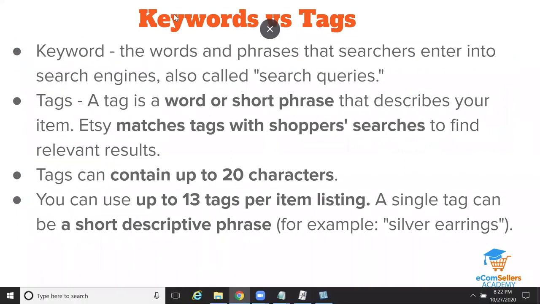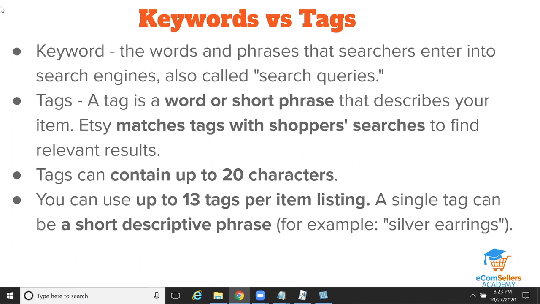So keywords versus tags. Some people might get these confused. Keywords are the words and phrases that the searchers, the people who are buying, use. Like if you were going to Amazon to buy a toy for your kid and you're typing in that toy, that's the keywords you're looking for. I'm looking for a blue ball, and that's your keywords, blue ball. It's also called a search query. That's what the keyword is.